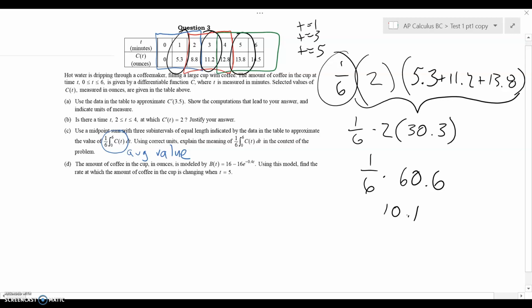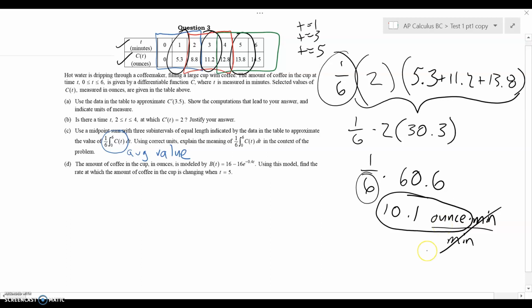And then we have to come up with units on this. So the units, if we're integrating, we're going to get ounces times time. When you integrate, you get the area of a rectangle, so that would be length times width, which is ounce minutes, which is a ridiculously non-meaningful thing. But then when you divide by 6, those units are minutes. So the ounce minutes and minutes cancel, and you just get 10.1 ounces, which is the actual answer. So 10.1 ounces is the average amount of coffee in the cup from time 0 to 6.